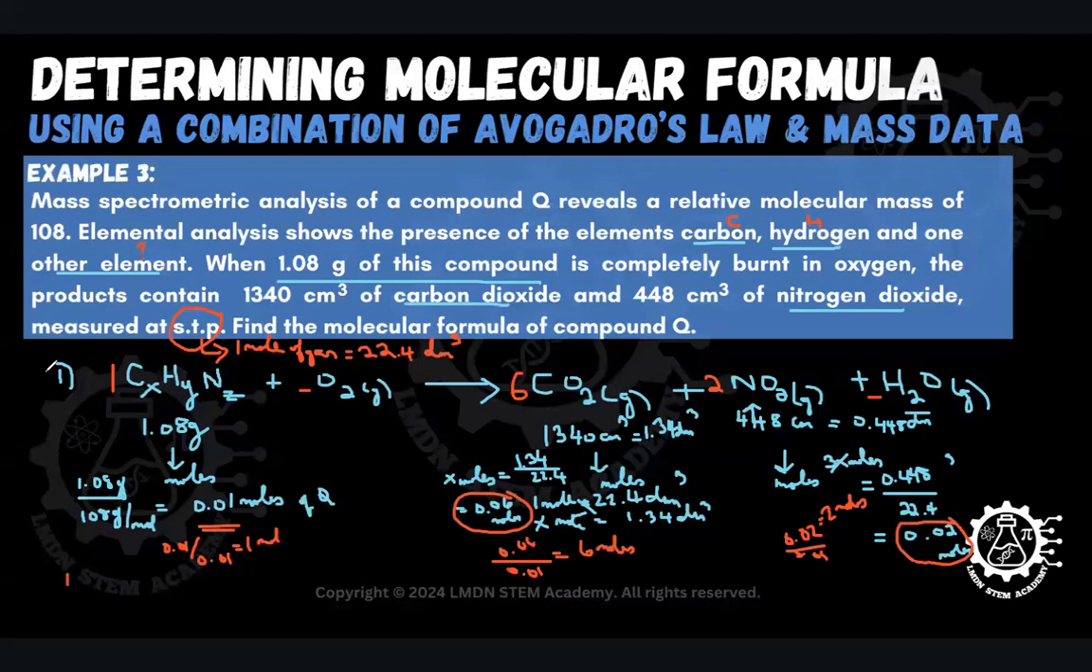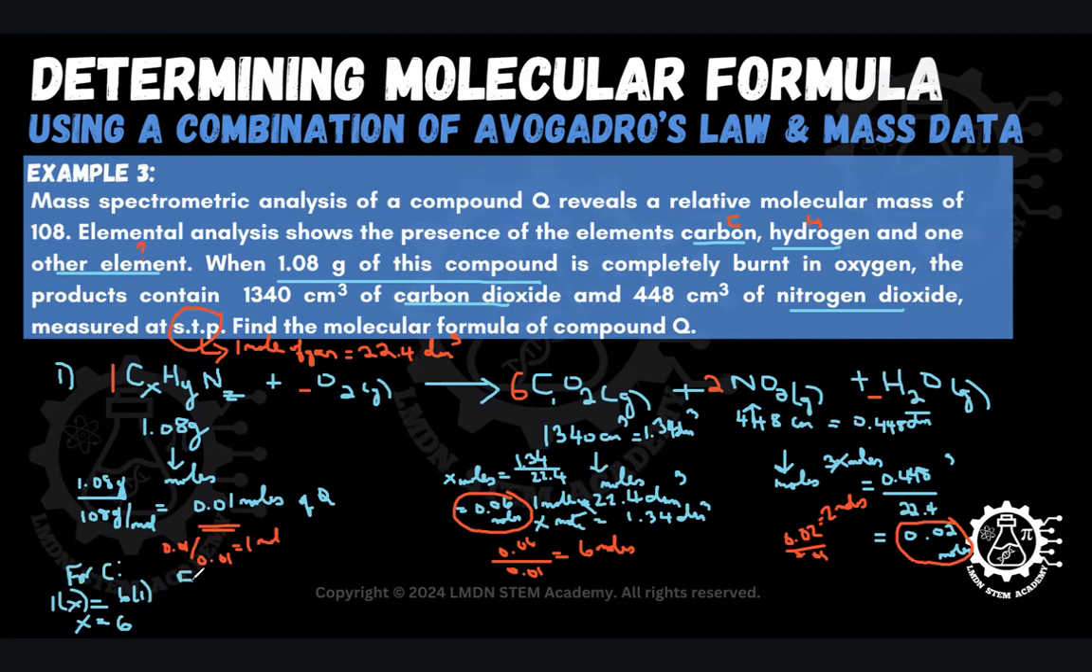So let's see here. We're going to say for carbon, on the left-hand side, it's 1 times x. So we're going to do 1 times x. And for the right-hand side, it is 6 times an imaginary 1, right? So it would be 6 times 1. And so that deduction lets us know that x has to be equal to 6, okay?